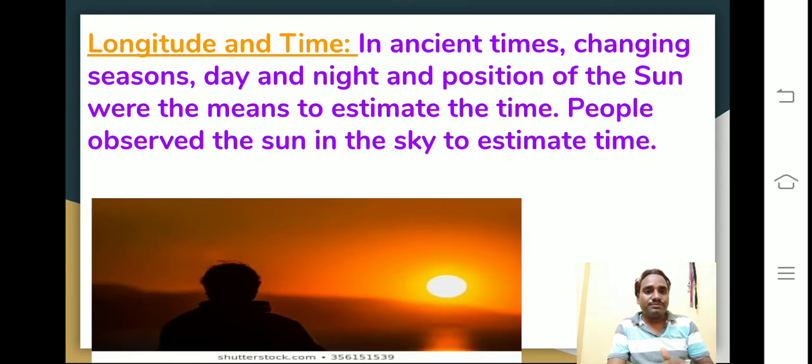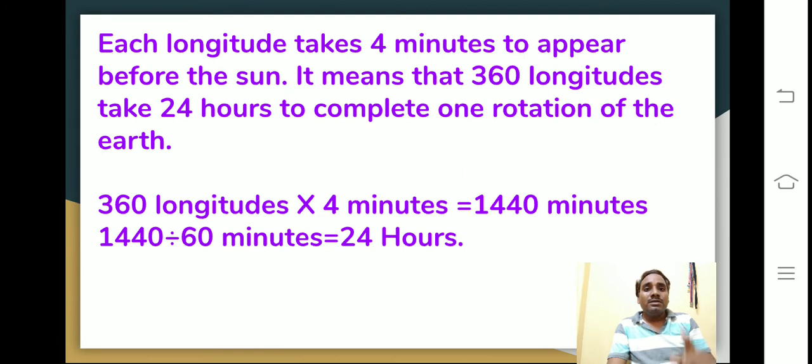Longitude and time. In ancient times, changing seasons, day and night, and position of the sun were the means to estimate the time. People observed the sun in the sky to estimate the time. If the sun is overhead, people used to estimate that it is 12 noon. Each longitude takes 4 minutes to appear before the sun. It means that 360 longitudes take 24 hours to complete one rotation of the earth.